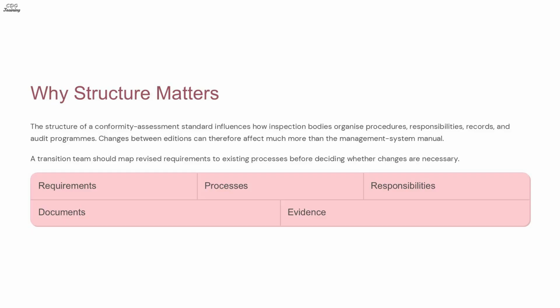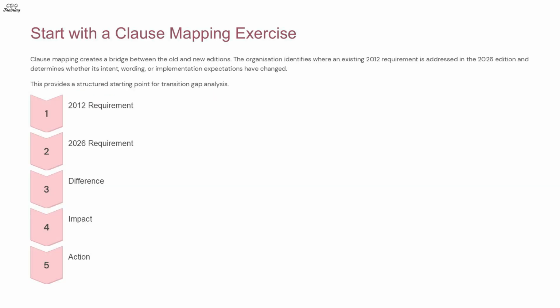The structure of a conformity assessment standard influences how inspection bodies organize procedures, responsibilities, records, and audit programs. Changes between editions can therefore affect much more than the management system manual. A transition team should map revised requirements to existing processes before deciding whether changes are necessary. Clause mapping creates a bridge between the old and new editions.